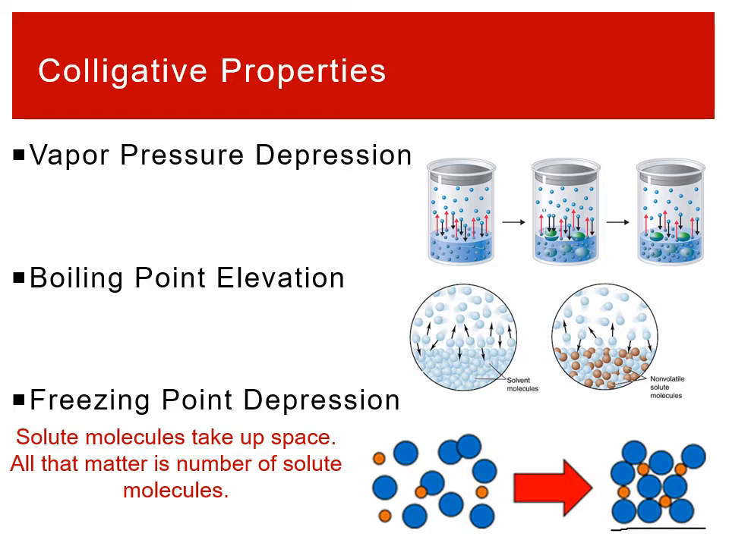Those small solute molecules, the little orange circles, will always just be getting in the way because they're not solvent molecules. They mess up the pattern of the solvent molecules from forming that solid. So these colligative properties are all about the number of solute molecules, not what the solute molecules actually are. Ionic, covalent, whatever it is, different types of ions, what matters is how many you have, not what type they are.